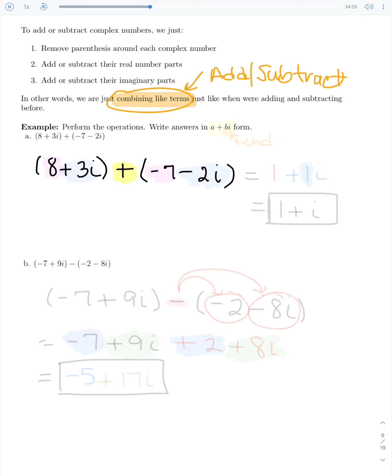We can only add the 8 and negative 7 because those are the only two normal numbers. So 8 added to negative 7 is going to give us a positive 1. And then we can look at adding the positive 3i and the negative 2i, which is a 1i. And just like with x's, whenever we have a 1 out in front of x's, we normally don't have to write it. The same thing goes with i's.